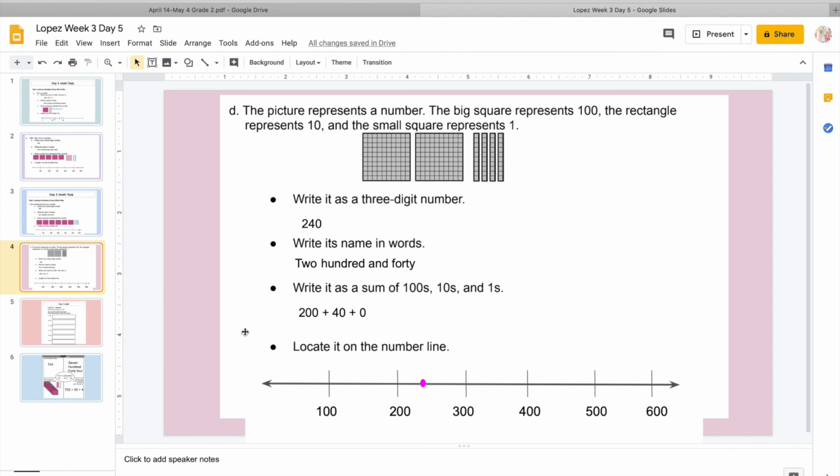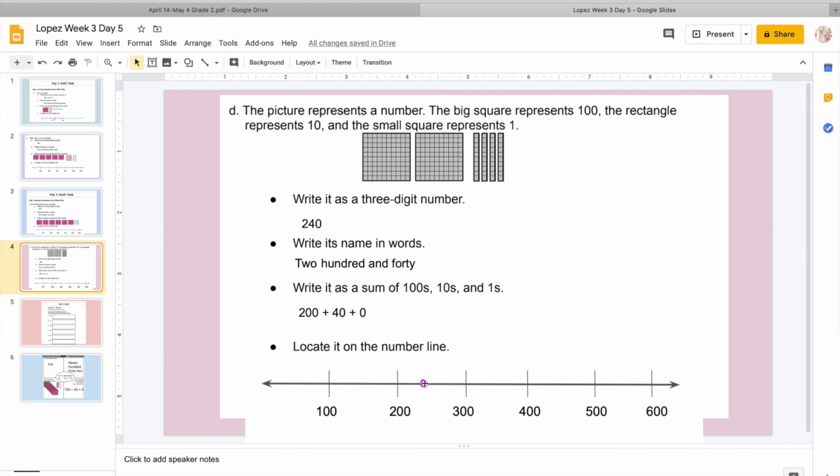And lastly, in this math task, we need to locate it on a number line. We know that 240 is almost halfway between 200 and 300. So when we locate it on the number line, it's going to be not quite halfway between 200 and 300, and you're going to plot your point.